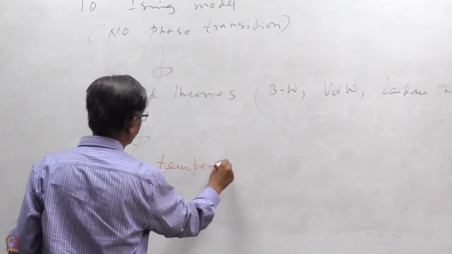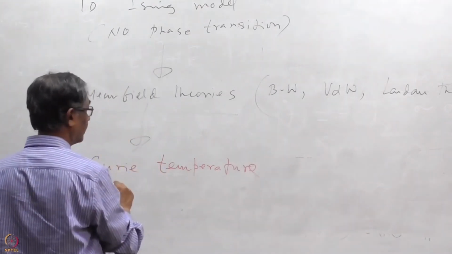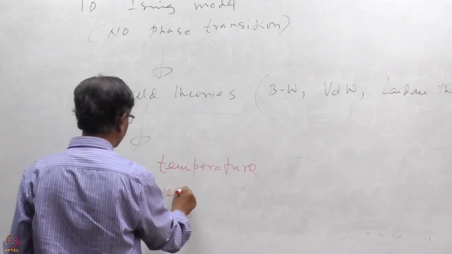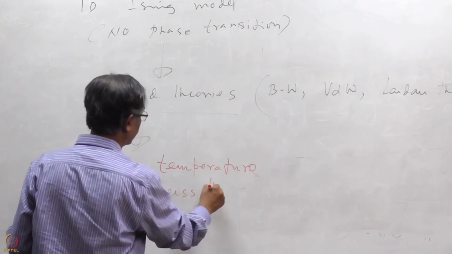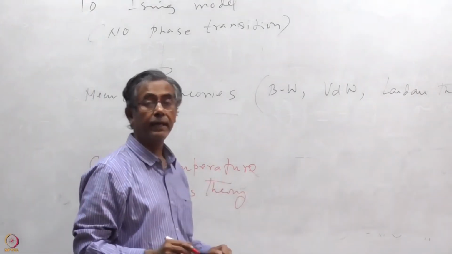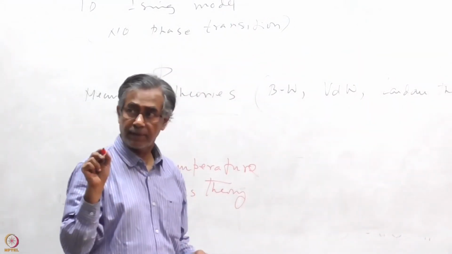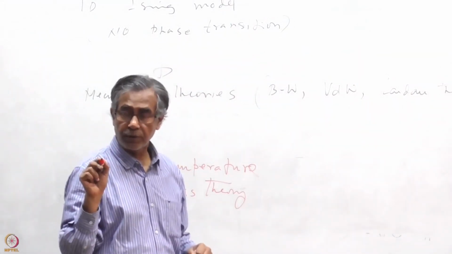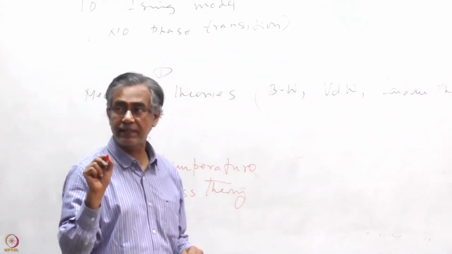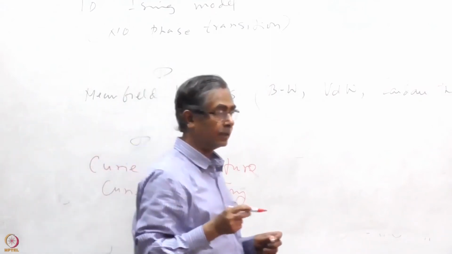What is the Curie temperature? Also called Curie-Weiss theory or equation. What is that? Magnetization equal to 1 minus T by Tc. Remember that? The magnetization goes to 0, but magnetization goes to 0 with the exponent 1. If I go T minus Tc, then T minus Tc to the power 1. And that is not correct.